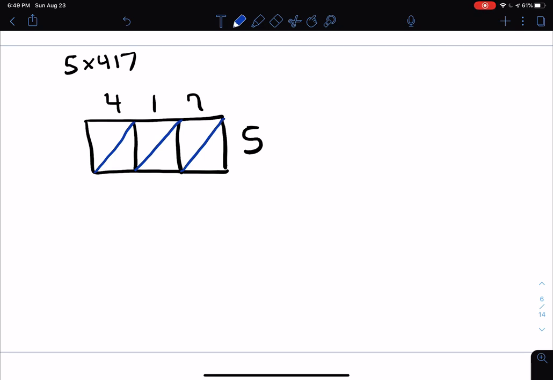First cell, we have a 4 and a 5. Column is 4, row is 5. 4 times 5 is 20. So we're going to go ahead and write 20 in there. Second cell, column is 1, row is 5. 1 times 5 is 5. So we're going to write 5 in there. Third cell, we have column is 7, row is 5. 7 times 5 is 35. So we're going to write 35 in there.